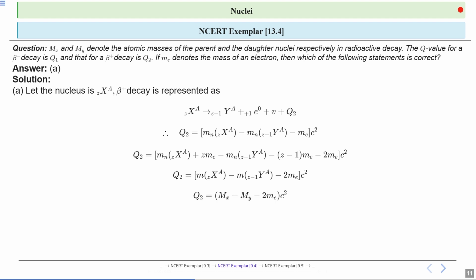So now the equation is Q2 equal to capital Mx minus capital My minus 2Me C square. This accounts for the mass difference between the parent and daughter nuclei minus twice the electron mass for the positron. Mass of positron and electron is the same, multiplied by C squared. So in the question it is given that the mass of the parent atom is Mx and the mass of the daughter atom is My.